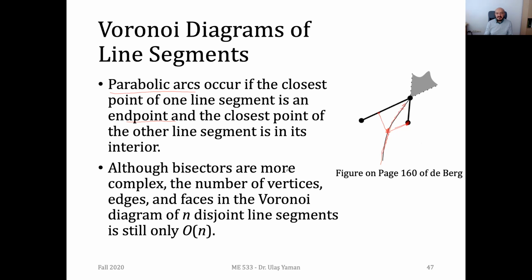But the thing is that the size of the Voronoi diagrams of disjoint line segments will depend on the number of inputs. So we don't have quadratic complexity for them. They are all linear with respect to the number of inputs. The number of vertices in the Voronoi diagram, the edges, the faces, or cells, they all depend on the number of inputs again. Any questions, guys, about these Voronoi diagrams of line segments?